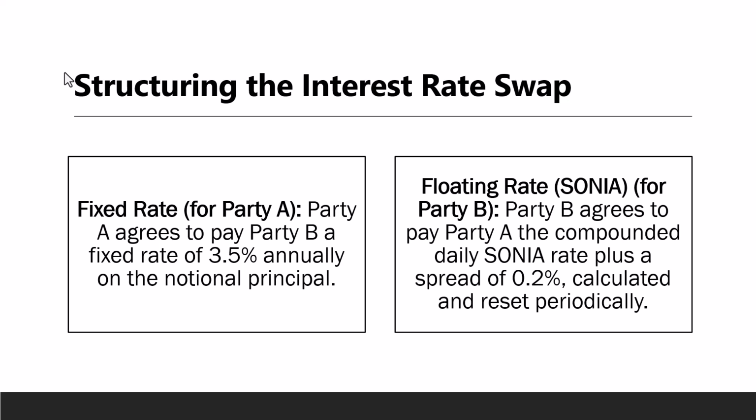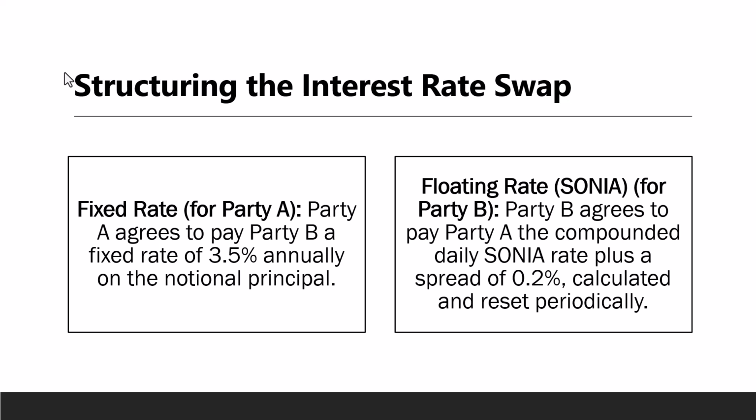Fixed rate for party A. Party A agrees to pay party B a fixed rate of 3.5% annually for the notional principal. Floating rate SONIA for party B. Party B agrees to pay party A the compounded daily SONIA rate plus a spread of 0.2%.